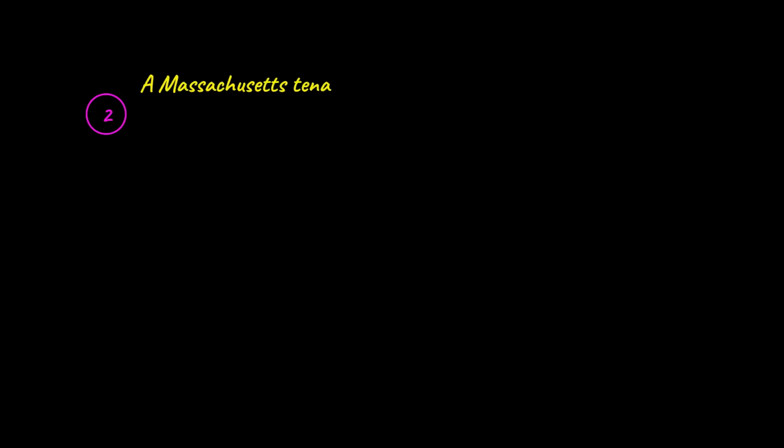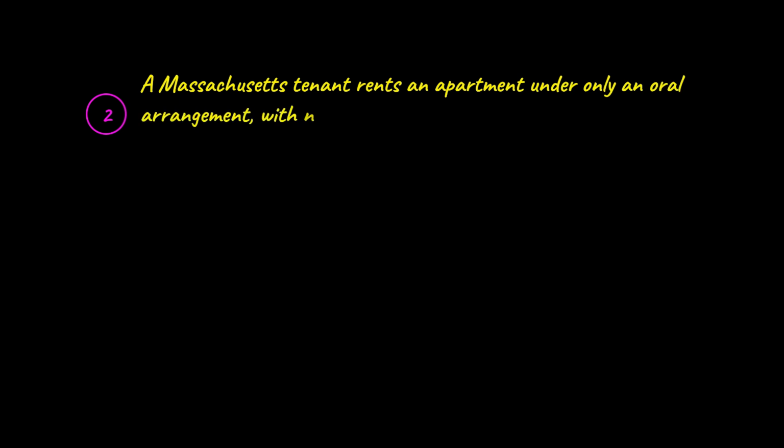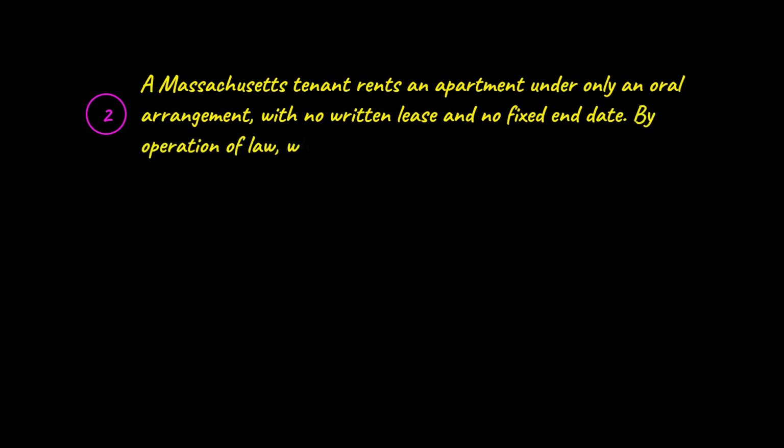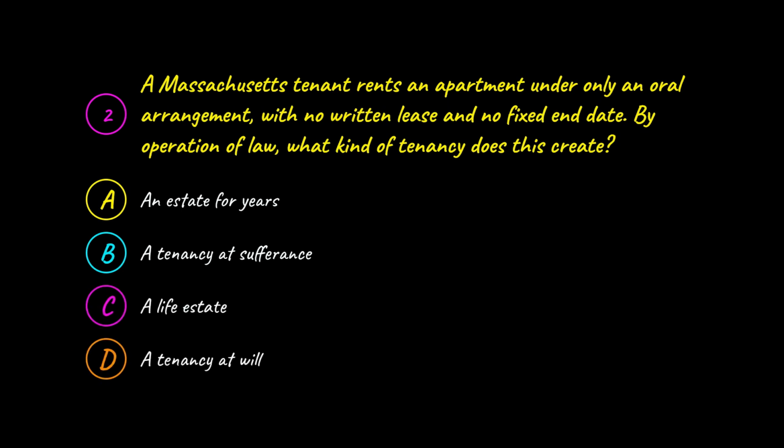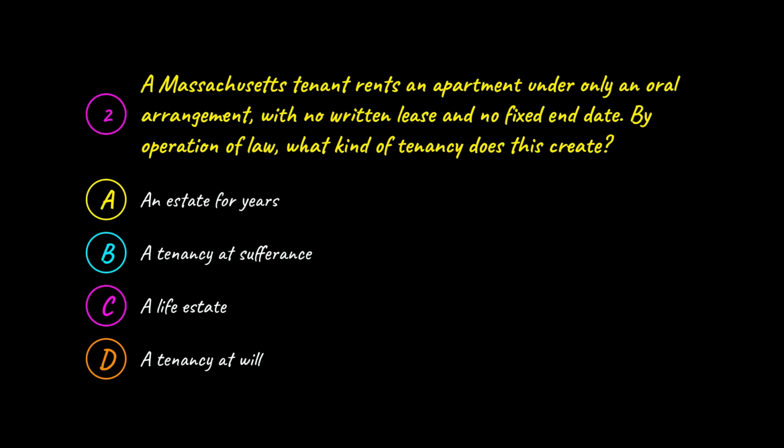Question 2. A Massachusetts tenant rents an apartment under only an oral arrangement, with no written lease and no fixed end date. By operation of law, what kind of tenancy does this create? Your options are A. An estate for years, B. A tenancy at sufferance, C. A life estate, D. A tenancy at will. Take a second. Which answer would you pick?